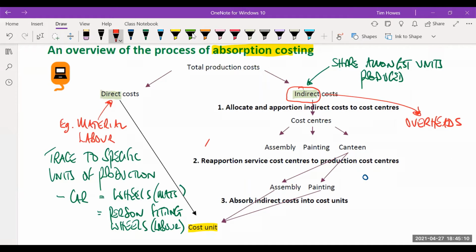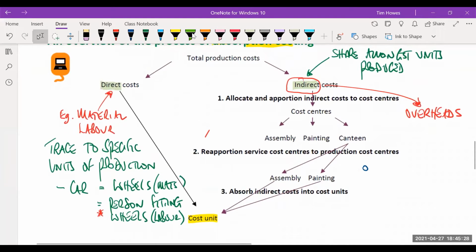Great. And Claudine as well is in there with overheads. Let me perhaps give you some examples of indirect costs. The person fitting the wheels a minute ago was spending their time directly working on individual units of production. But compare that to a supervisor, wandering around, tutting and just observing in case there's an issue. You can't trace their time to specific units of production.